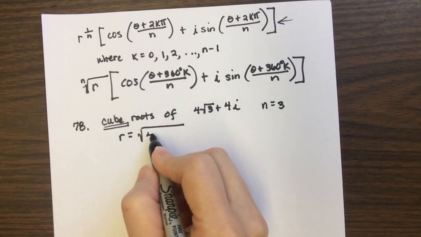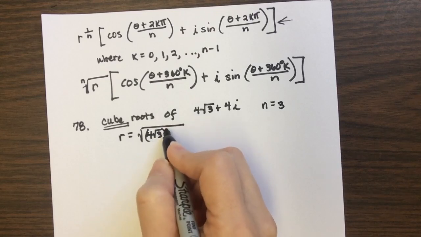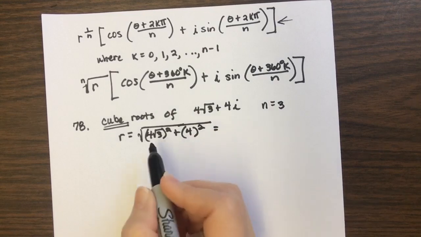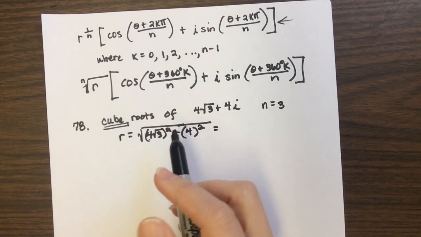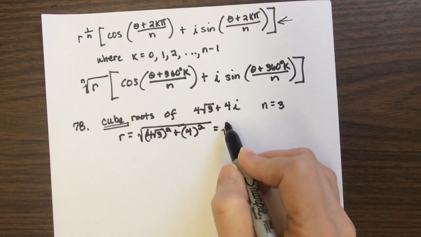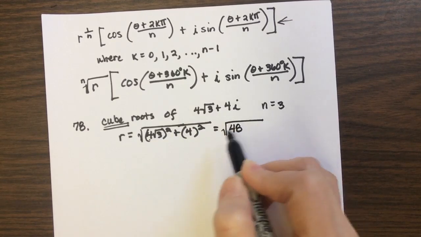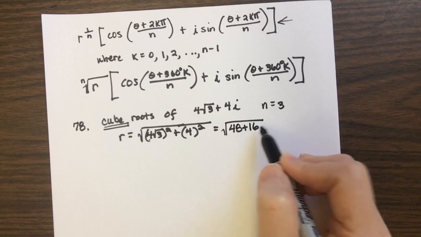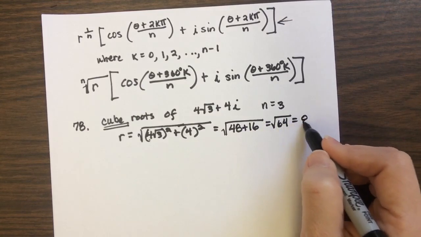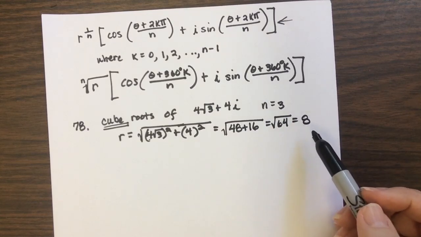R is just a squared plus b squared. Or in this case, 4 squared, which is 16. Square root of 3 times the square root of 3 is 3. So 16 times 3, which is 48, plus 4 squared, which is 16. So that's going to be the square root of 64, or 8. So my r value is 8.